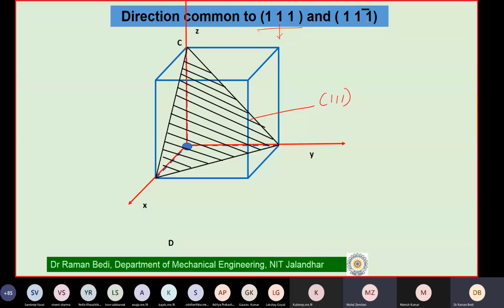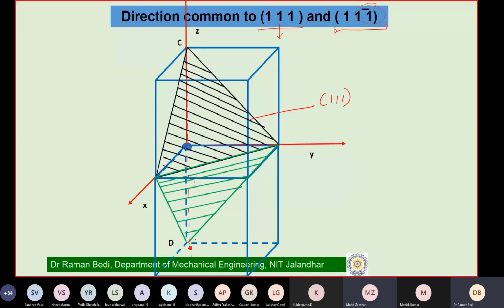And similarly, I have the second plane, which I will try to draw as 1, 1 bar 1. Where will it be located? The x intercept will be 1, y intercept will be 1, and z intercept will be minus 1. I shall take the z-axis downwards because I am going to negative z, and then the intercept is minus 1. That means I am creating another unit cell below it, and then this green plane happens to be the 1, 1 bar 1 plane.